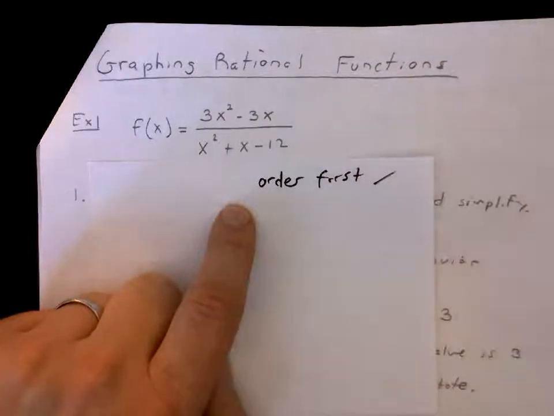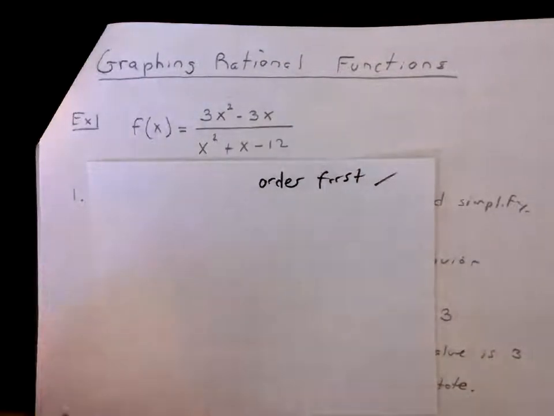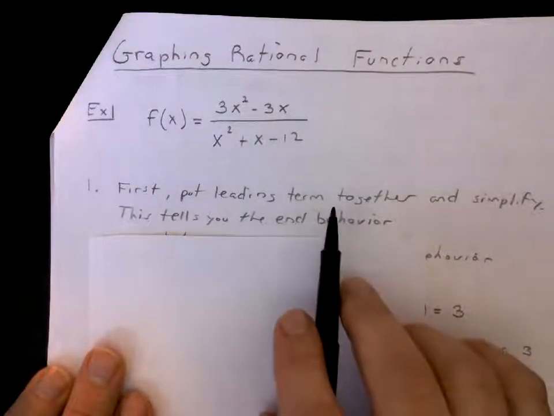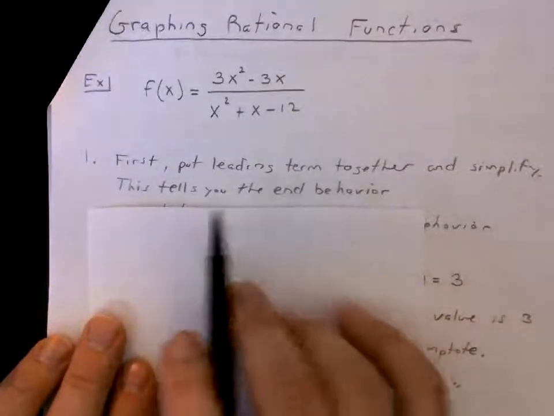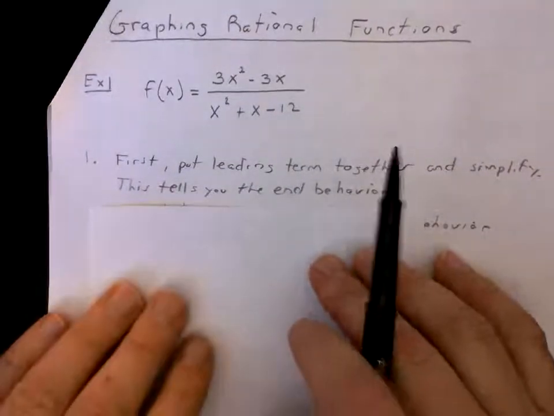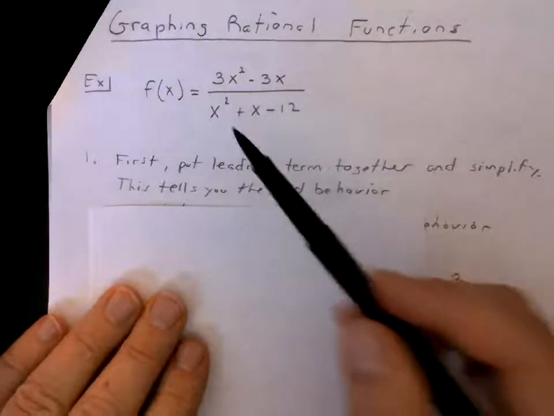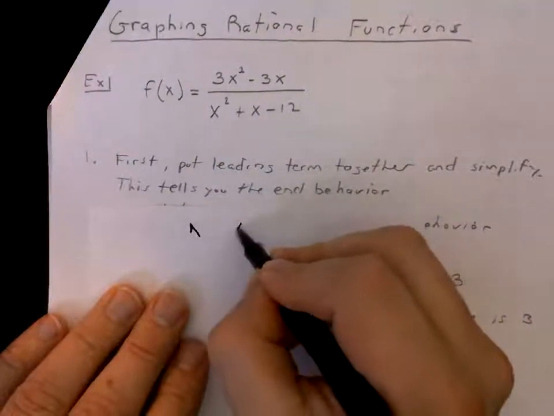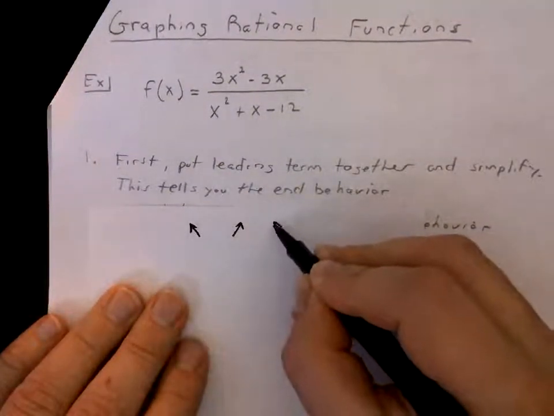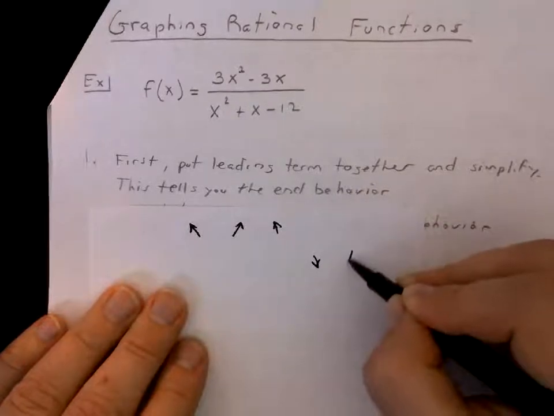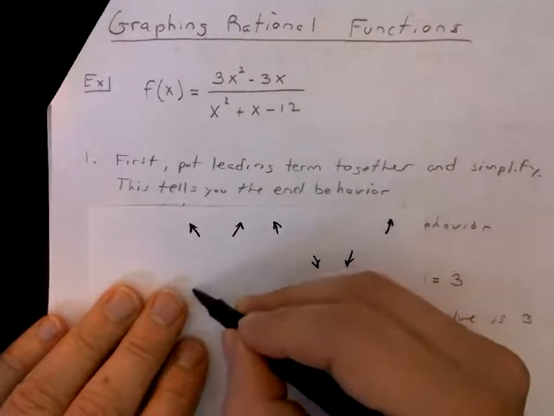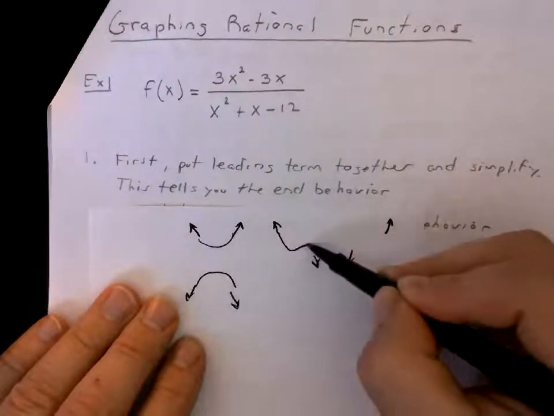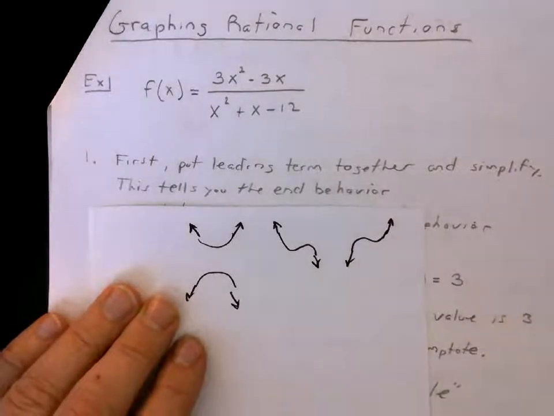So order first, check. Then we're going to follow the steps. So step 1, first put the stuff in order, the leading coefficients, and then simplify. This tells you what your end behavior is about. Now, we can almost tell what the end behavior is. So remember, end behavior is that you can have 2 positive, you can have 1 positive and 1 negative down here. It can also be flip-flop. It can also have 2 down. Okay, those are our 4 end behaviors that can happen.